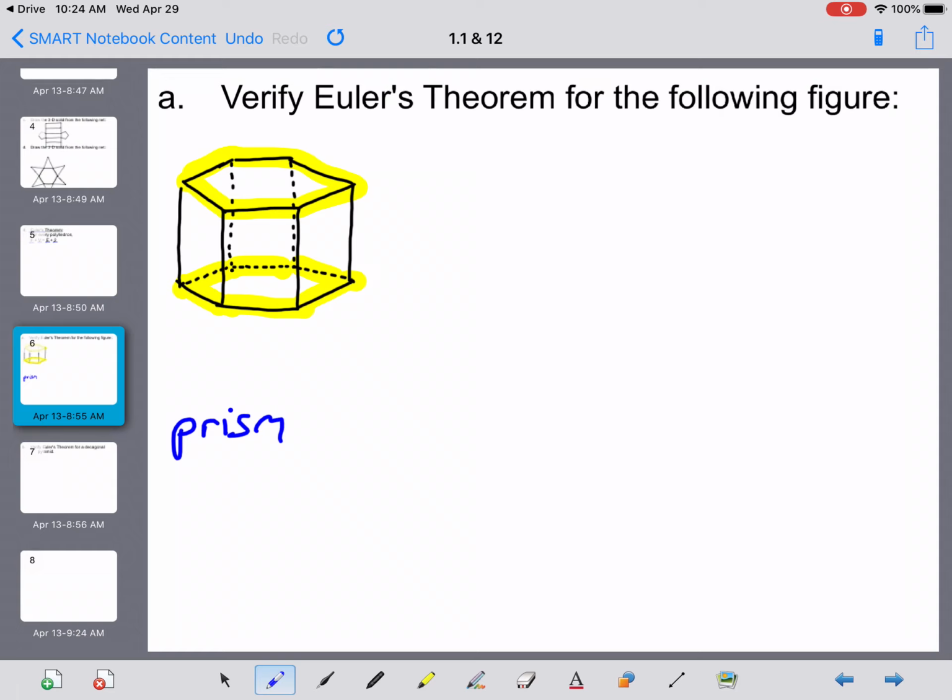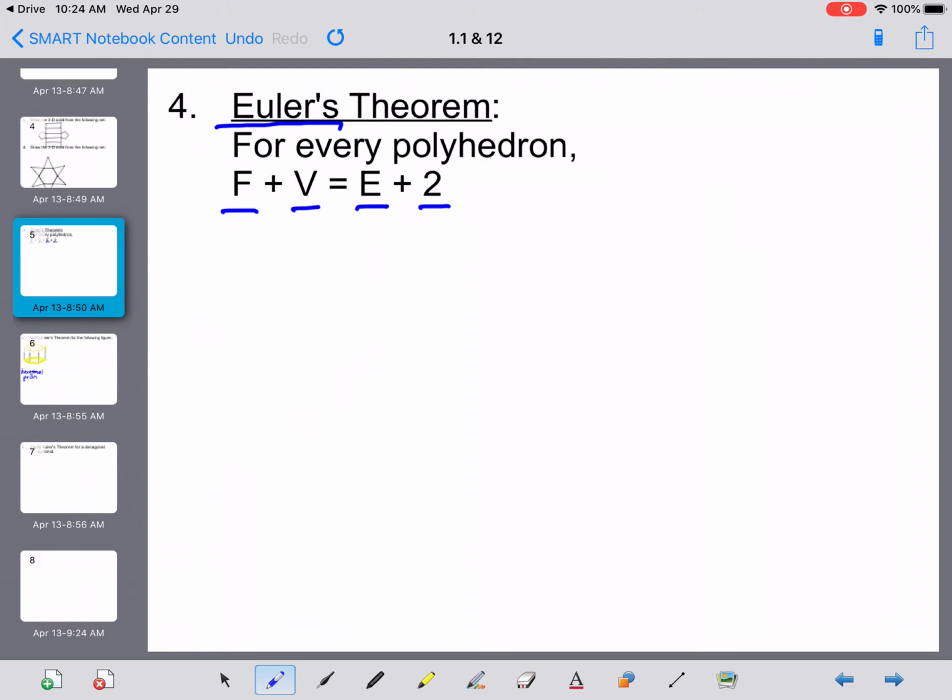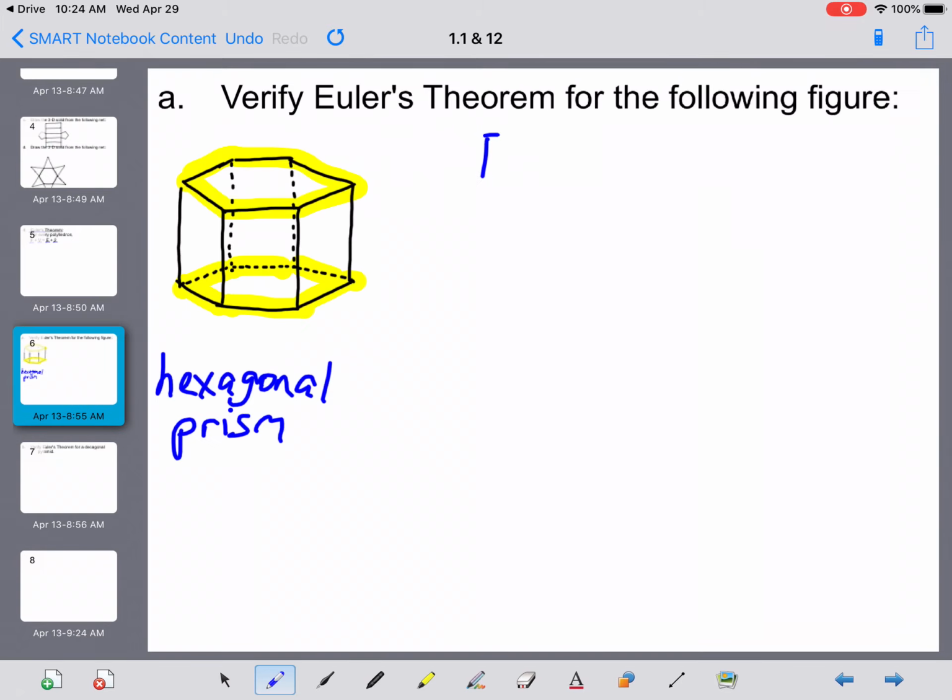When we describe a prism, we usually put an adjective in front of it, and that adjective tells us what shape the base is. We're dealing with hexagons for our bases, so we would call this figure a hexagonal prism. Okay, so to verify Euler's theorem, let's write down the formula one more time. It is F plus V is equal to E plus 2.